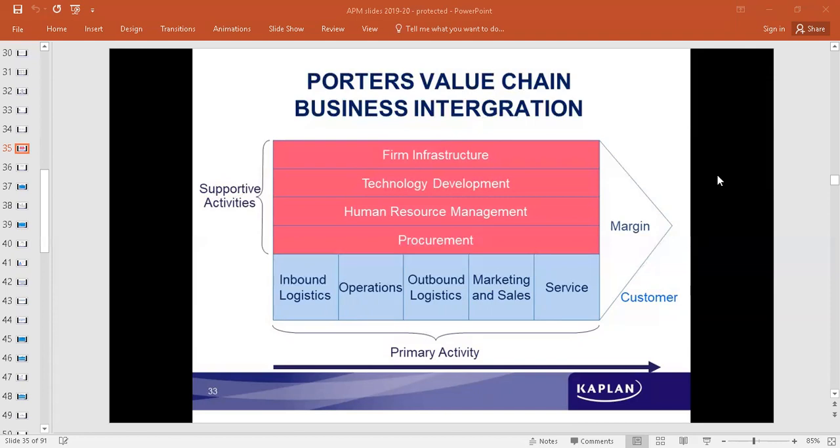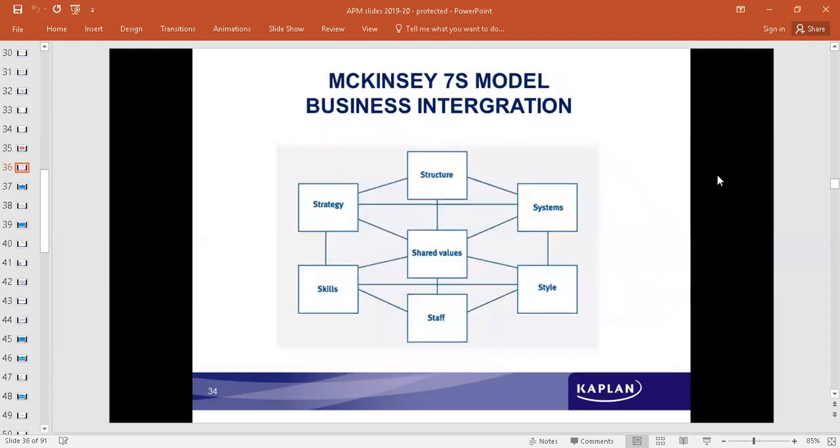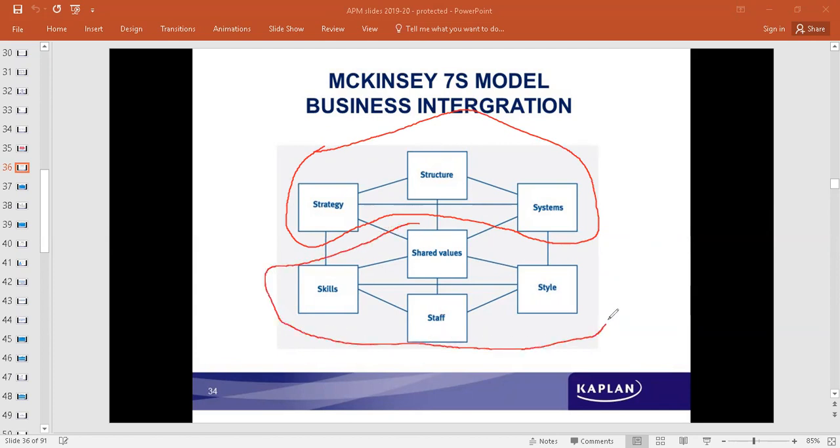Then the same thing is also explained by McKinsey. McKinsey has explained this model by using 7S. So 7S: strategy, structure, systems. Then we have skills, shared values, style, and staff. The 7S can again be divided into two parts. The first three are grouped together into one category, and the next four are grouped into another category. The first three, we call them hard factors.